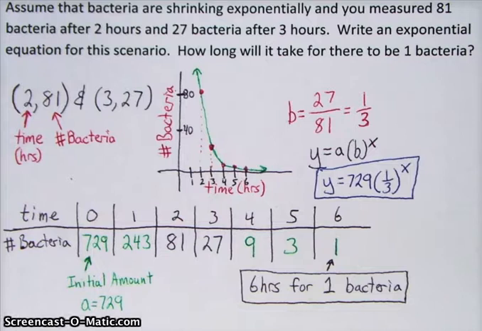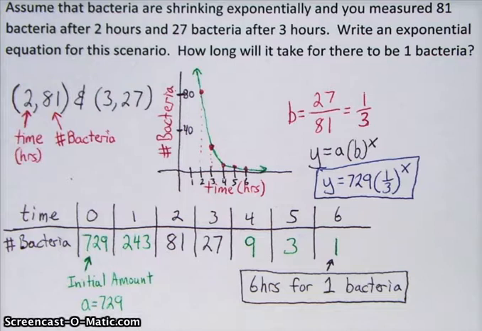Alright, so the basic way you want to do this, you want to start off and realize, okay, at 2 hours I have 81 bacteria. So at 2 hours, that's time, I have 81 bacteria. And then at 3 hours, I have 27. Those are the two pieces of data you have, and you're going to want to make an equation like this.